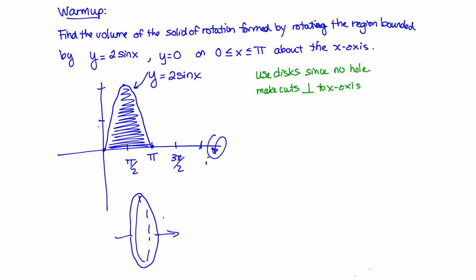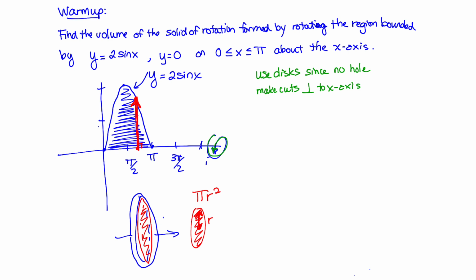We're making cuts perpendicular to the x-axis because that's our axis of rotation. So we can see our cylinder, right? We're pulling out these discs, and we know the formula for every disc is pi r squared, where r is the radius of that disc. And so when we make this cut, it's perpendicular to the axis of rotation.